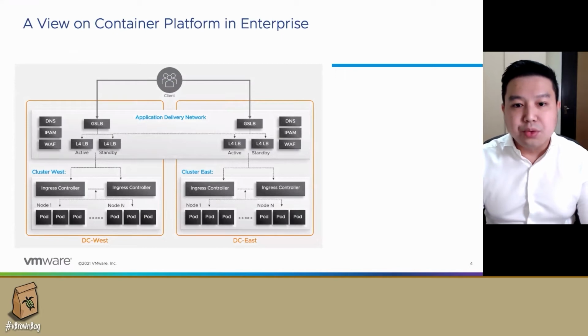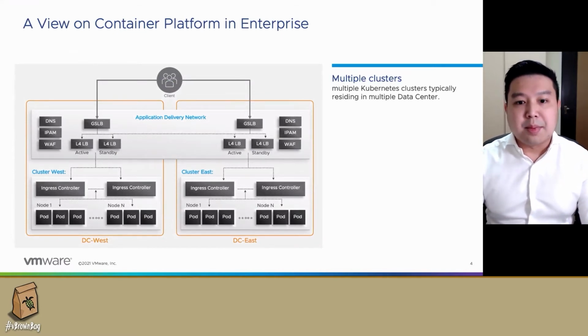This is the typical view of the container platform in the enterprise. There are multiple Kubernetes clusters in the enterprise environment. The common scenario is they have a single cluster for each data center. The cluster has Ingress Controller installed in the cluster itself, either in dedicated nodes or in shared nodes.